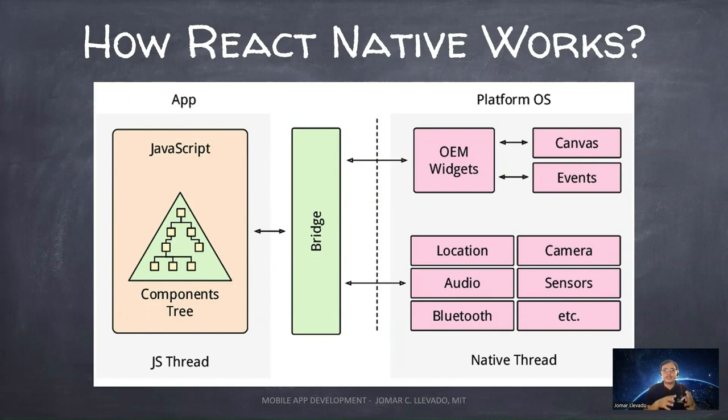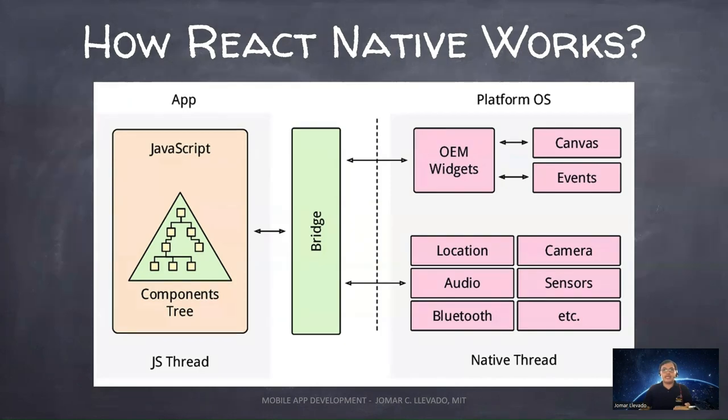It's just like you're writing on a different platform and there is someone in between that will interpret or translate our code into platform-specific code. That makes it way faster compared to a browser-based application. And one thing that is good with this is that, as you notice here in the platform OS, we now have access to events and canvas.